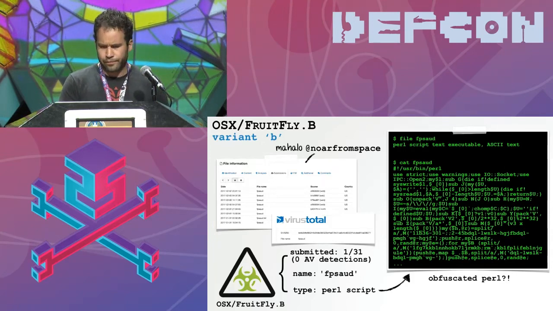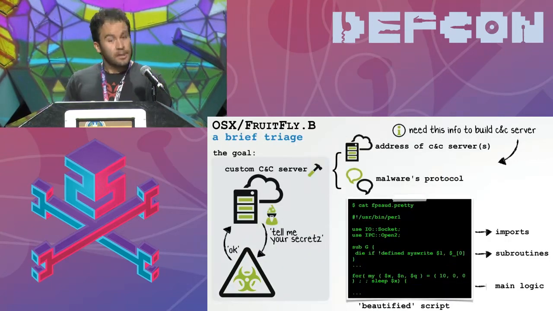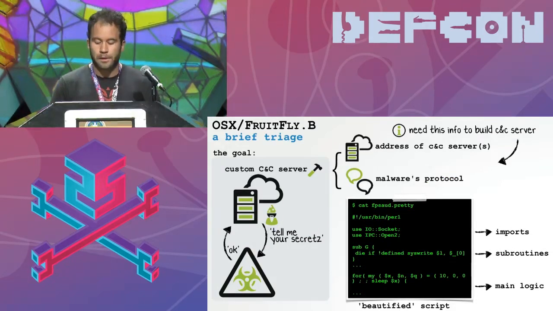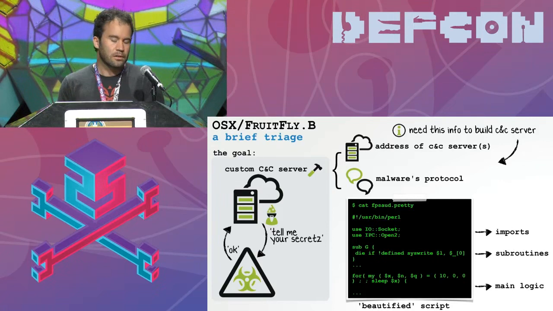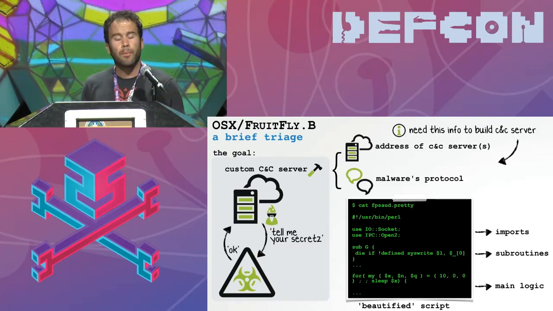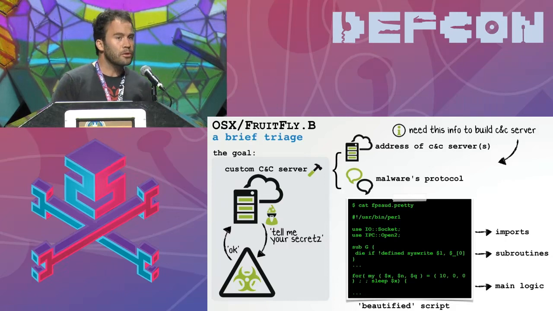As I mentioned, we want to build a custom command and control server, but we need the address that the malware tries to connect to, and we also need to understand its protocol. So let's briefly triage this malicious script to get this information. The first thing we do is beautify the script, which allows us to read it more easily because it's now formatted better. We can see it starts with some imports, followed by some subroutines, and then finally the main logic of the malware.